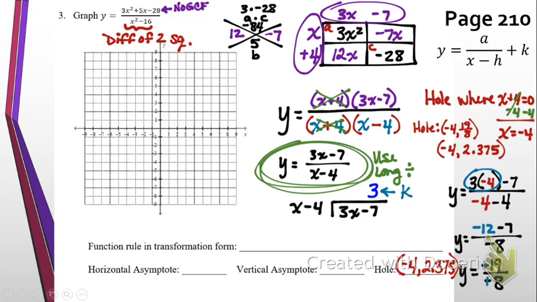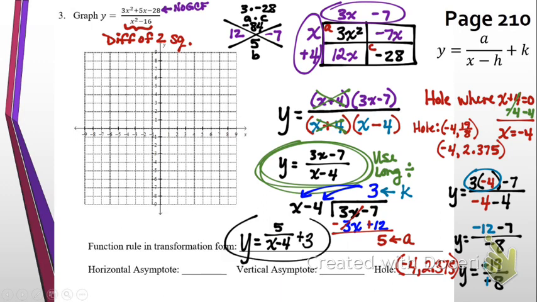I'm going to take that 3 and distribute it to both pieces. So 3x and negative 12. Flip the signs. Flip both signs. What do I have remaining? 5. There's my a value. Now I can write transformation form. Y equals what? 5 over x minus 4 plus 3. Now I can identify my horizontal and my vertical.